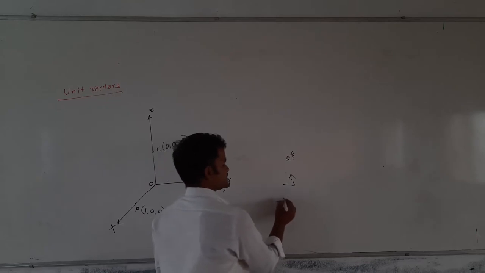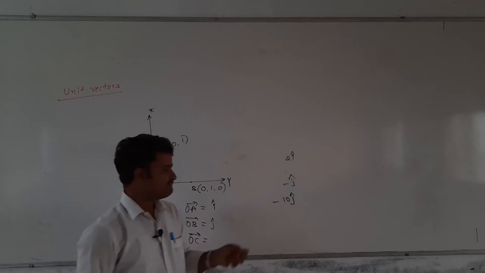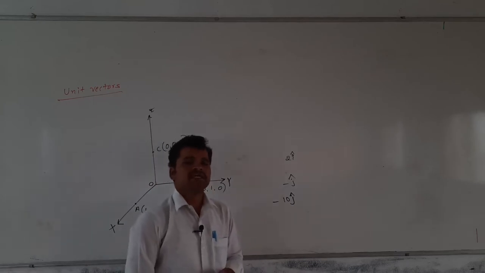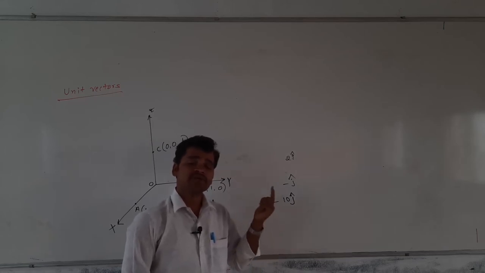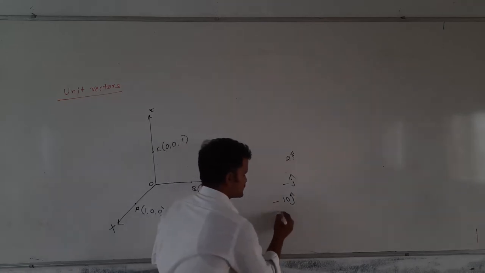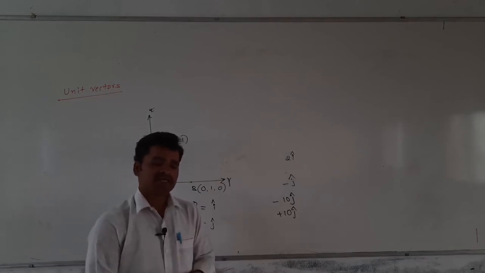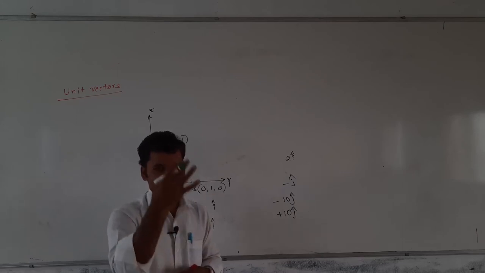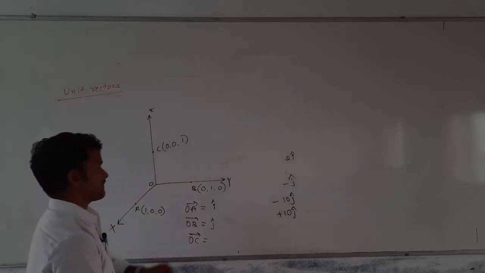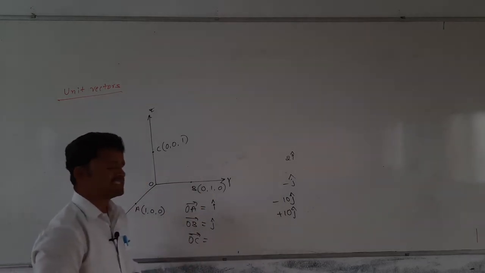Suppose it is written like minus 10j, then what does it represent? It represents a vector having a length of 10 in the direction of the negative y axis. Suppose it is written 10j, what does it mean? It means a vector in the direction of the y axis having a magnitude of 10. A unit vector in the direction of the y axis will be represented as j cap.